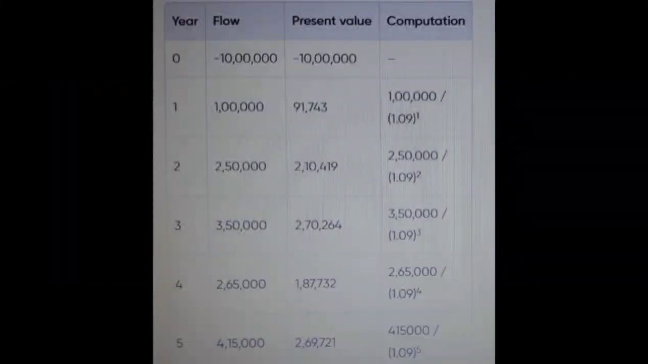As shown on the screen, here is the exact calculation of the example. The cash inflow of 100,000 at the end of the first year is discounted at the rate of 9%, and the present value is calculated as 91,743. The cash inflow of 250,000 at the end of the second year is discounted, and the present value is calculated as 210,429, and so on.